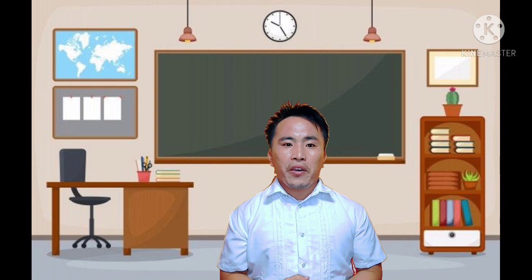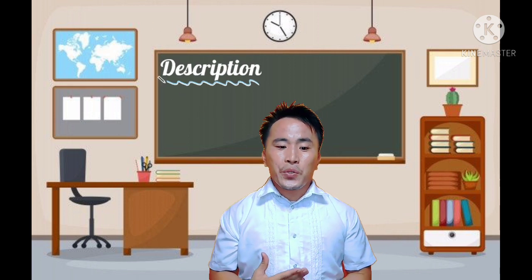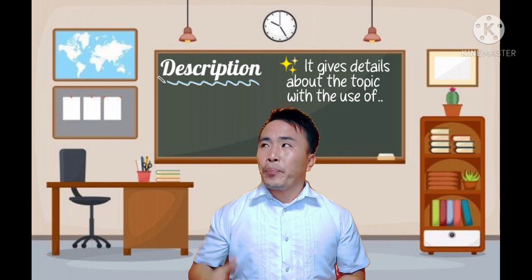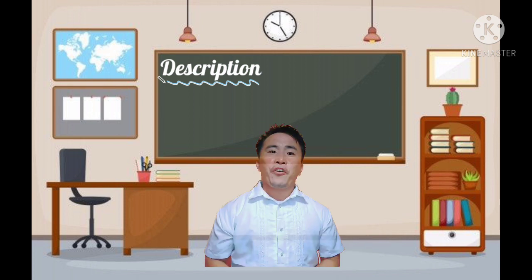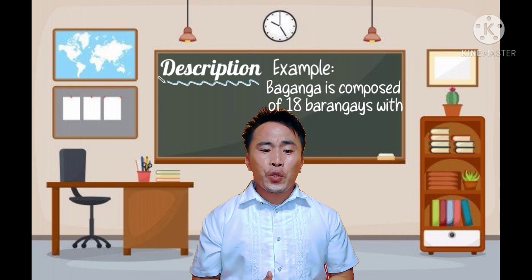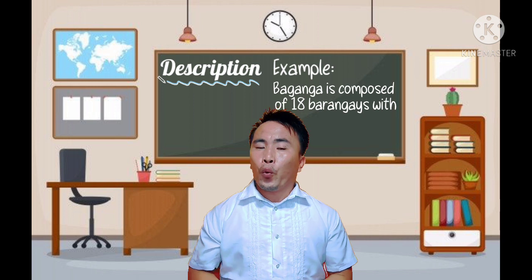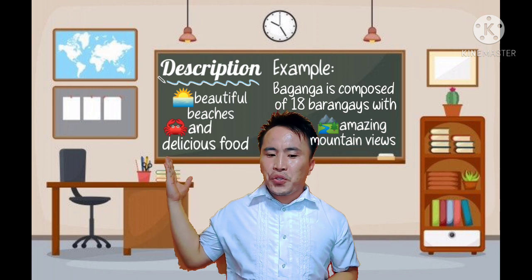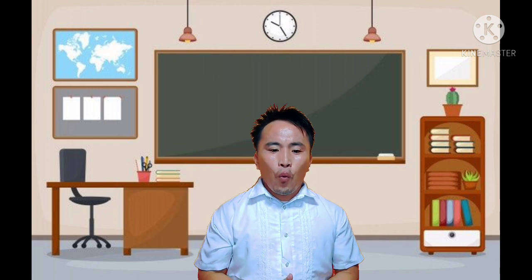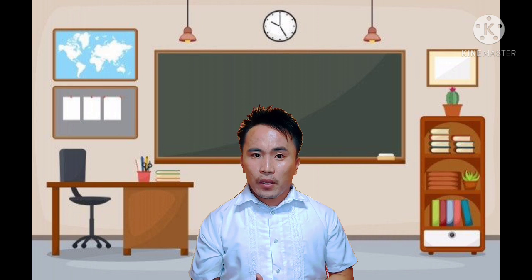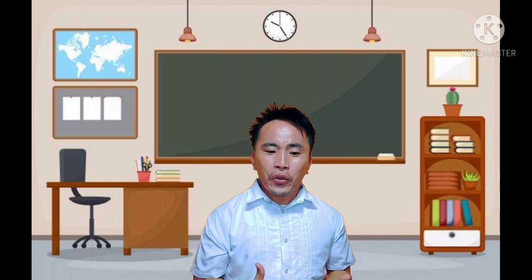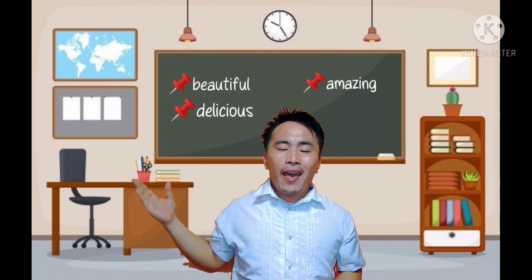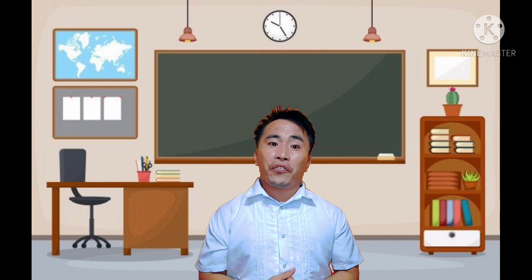First is we have description. When we say description, it gives details about the topic with the use of descriptive adjectives. For example, Baganga is composed of 18 barangays with beautiful beaches, amazing mountain views, and delicious food. In the sentence, what are the descriptive adjectives? Anybody from the class? Very good. We have beautiful, amazing, and delicious. And that text is an example of description.